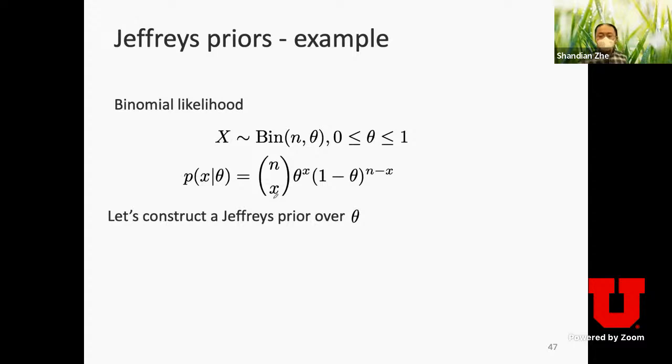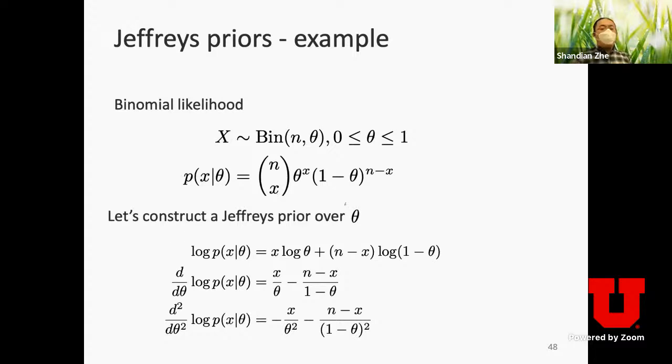According to the definition, we take the logarithm of the likelihood, so it's pretty straightforward. Of course, this part, the combination number, we omitted because we're going to take the second order derivative of the log likelihood. You take the derivative of the log likelihood with respect to theta. This is just a constant with respect to theta, so you can throw it out. And you take it again. So this is your second order derivative of the log likelihood.